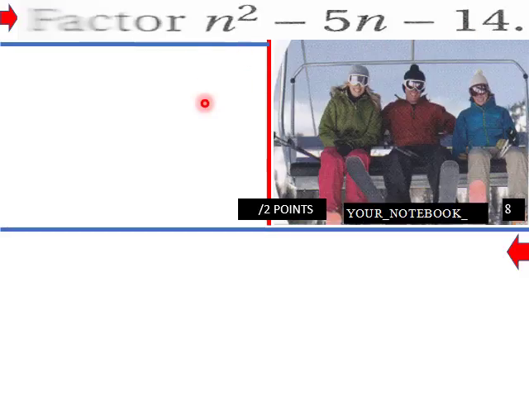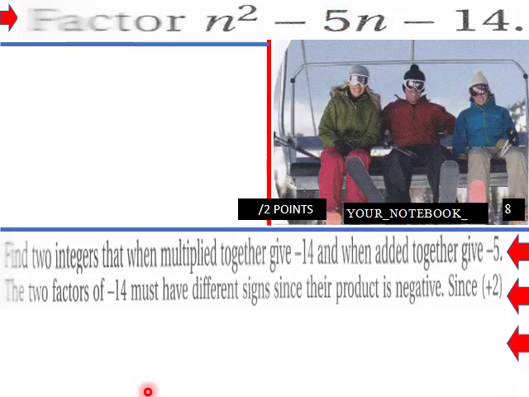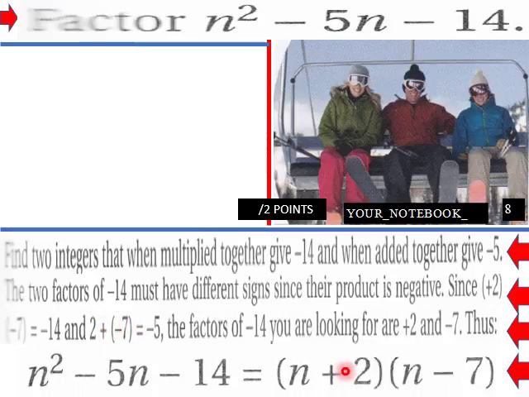Then factor this trinomial here. What do we think about? Find two integers that, when multiplied together, give -14. So what two numbers multiply to give -14, and then the middle element here is -5. So -7 and positive 2. We get it here. This would be your factoring into two binomials from this trinomial.